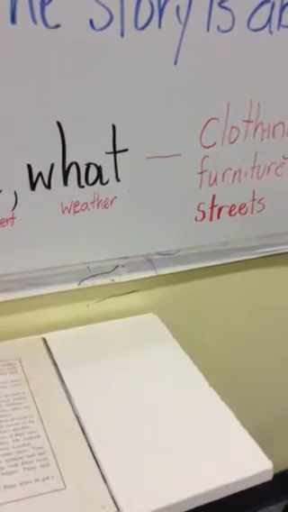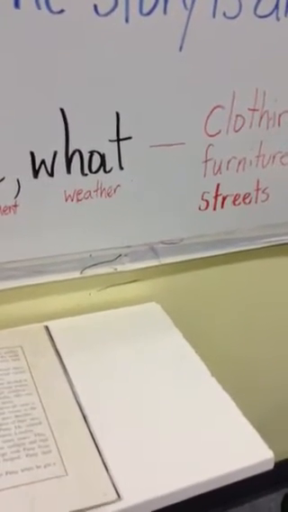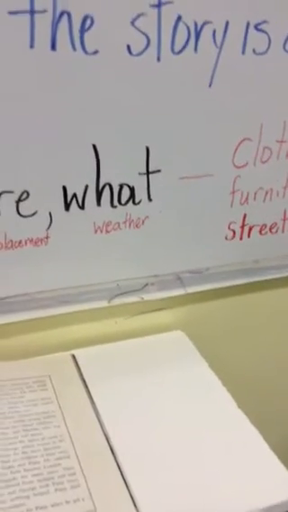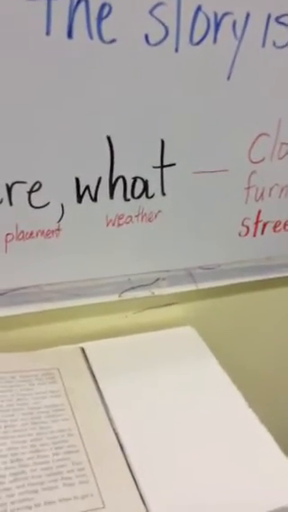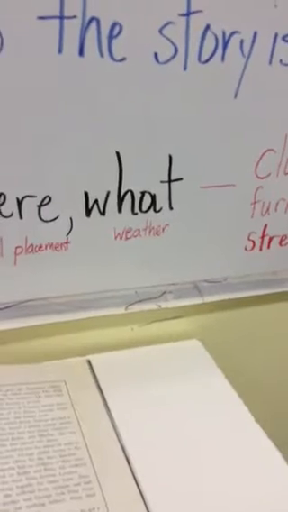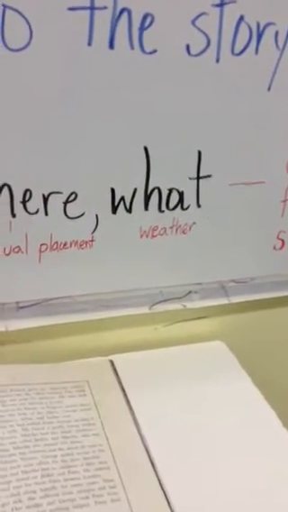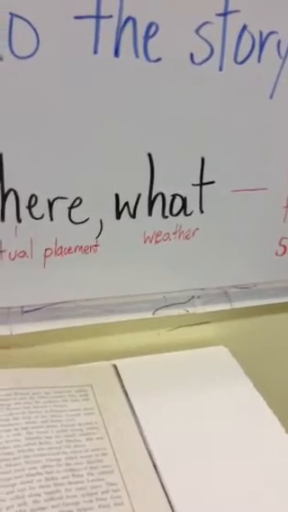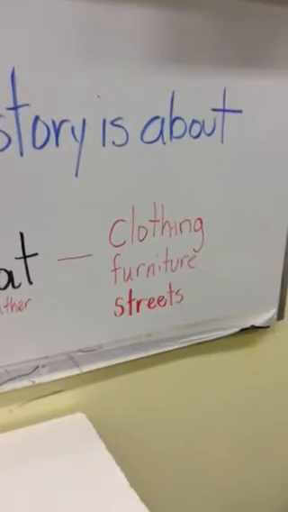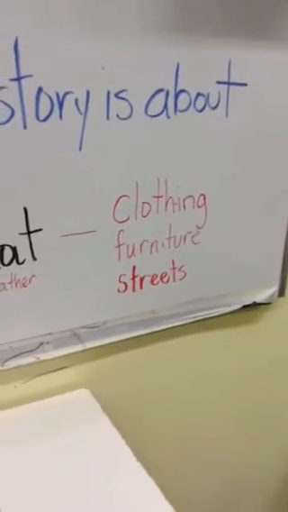And then the what can be the weather. What's going on with the weather? Is it rainy? Is it sunny? Is it cold? Is it hot? Is it windy? Is it springtime or is it summer? This is all giving us information for the text. You're not going to see a winter story where someone is outside in a swimsuit, unless it's a comical one. Clothing, the furniture, the streets, all of that gives us an idea about our setting.